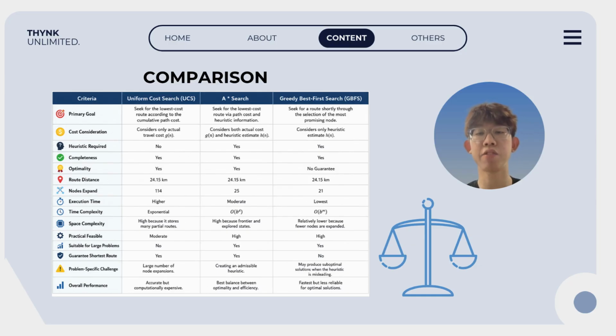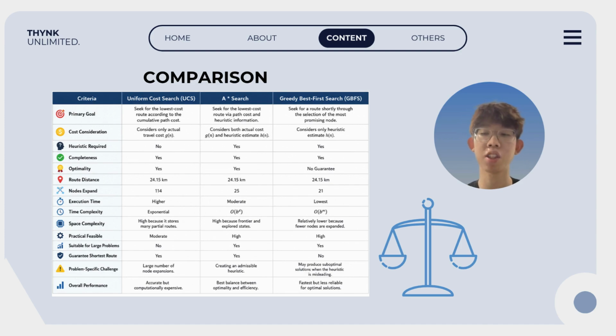Lastly, greedy best first search uses only heuristic information to select the next node. Therefore, it has the fastest execution time and requires less computational effort. However, it does not guarantee the optimal route, which means the total distance found may be longer than the optimal solution. Based on the experimental results, we observed differences in total distance, nodes expanded, and execution time among the three algorithms. Although GBFS is faster, it sacrifices optimality.